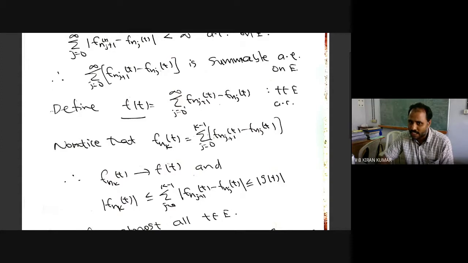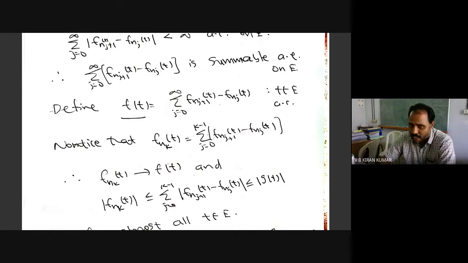So what do you mean by this? If you write f(t) equal to this infinite series, what is the meaning of that? What do you mean by writing an infinite series equal to some f(t)? It means the sequence of partial sums converges to f(t). So you take the sequence of partial sums, that is this one.